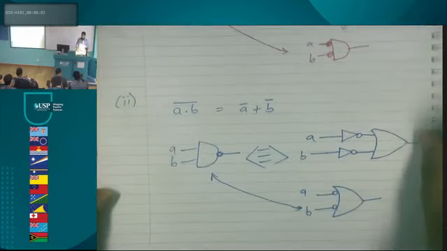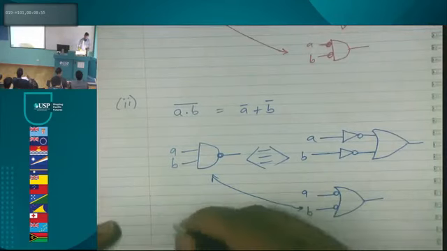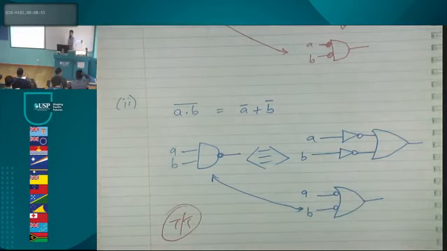Theorem 13. Everyone okay with De Morgan's? De Morgan's was easy. Okay, how do you prove it, guys? How do you prove De Morgan's? Yeah, truth table. The circuits I've already drawn for you. Make sure you have the truth table. That's how you prove it.